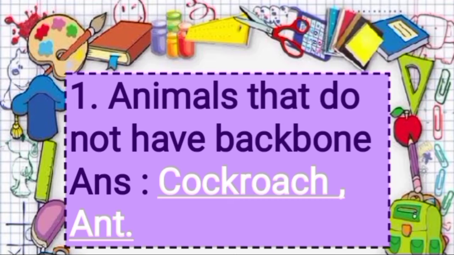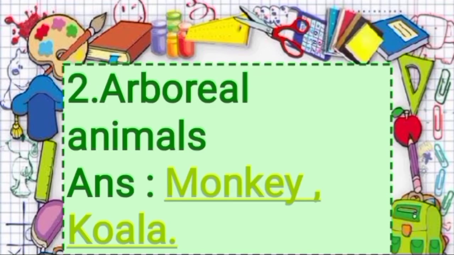So as you know that animals that do not have a backbone are called invertebrates, and based on the absence or presence of backbone, animals can be divided into these two groups. First is invertebrate and another is vertebrate. So here insects such as cockroach, ant and worms such as slug and snail are example of invertebrate animals, means animals without a backbone.